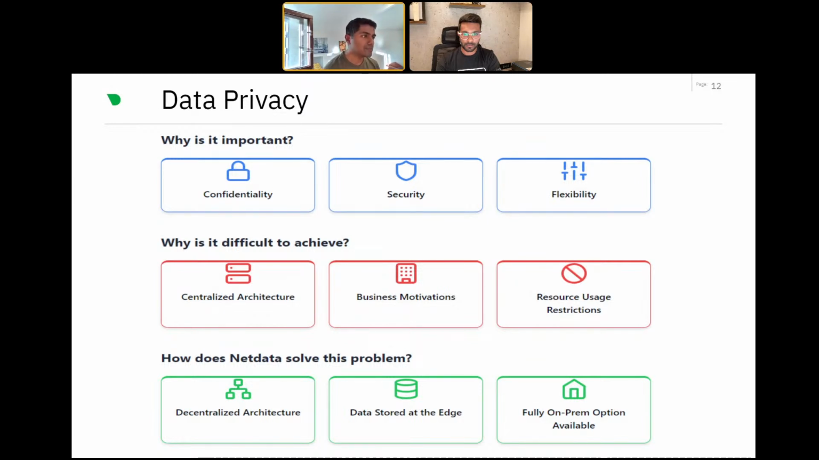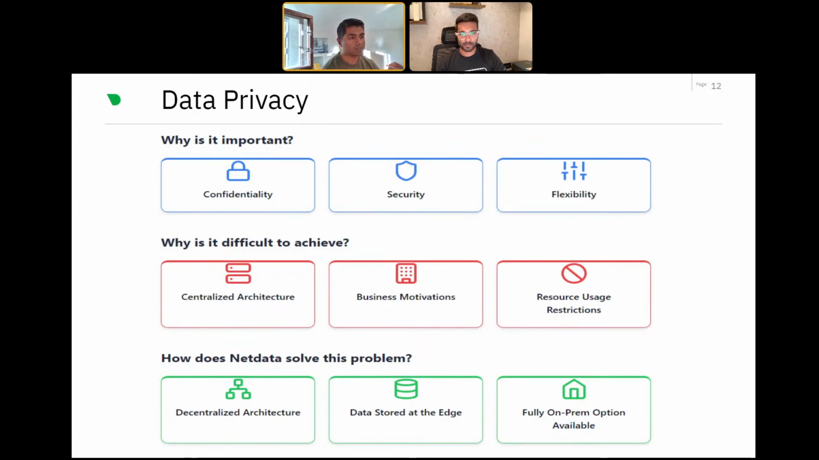And then resource usage restrictions as well. If you have something behind a firewall, behind a DMZ that does not have internet access, are you able to monitor those things effectively? Again, it's a hard thing to do in many cases.